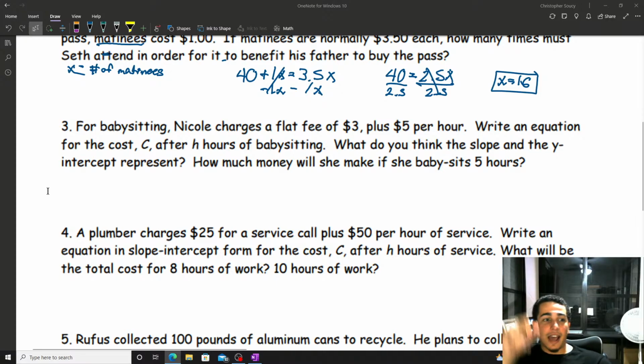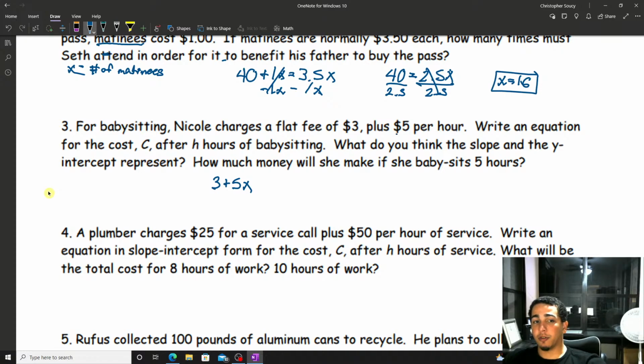So for number 3, we have for babysitting, Nicole charges a flat fee of $3 plus $5 per hour. So there's a flat fee of $3, then plus $5 times the number of hours. Remember, whenever we have a rate, $5 per hour, this is the number that gets the variable next to it. It says write an equation for the cost C after 8 hours of babysitting. What do you think the slope and the y-intercept represent? How much money will she make after 5 hours of babysitting?